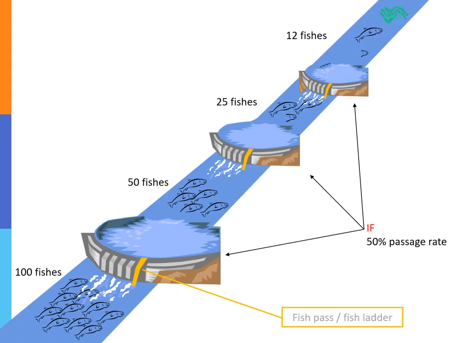After the first dam, you only have 50 fish left. After the second dam, you only have 25 fish left. And after the third dam, there are only 12 fish left. So depending on the number of dams the fish are subject to, you can see how many fish will succeed in completing their migration.